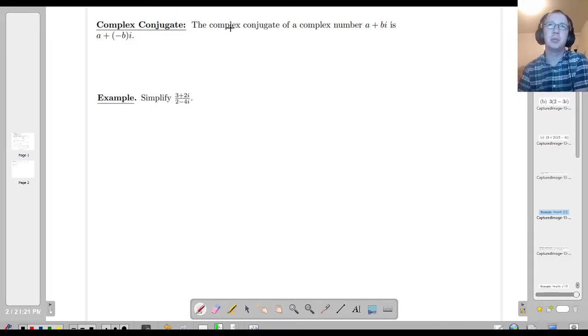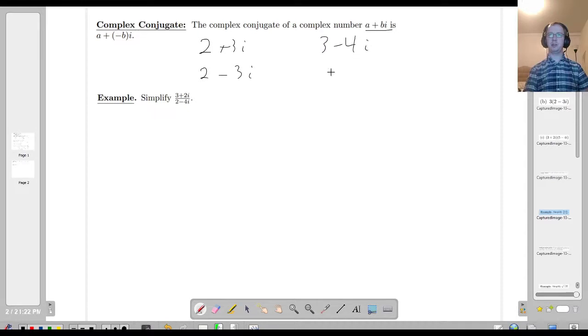So starting off with the complex conjugate, anytime you have a complex number, which remember could always be written a plus bi, the complex conjugate of that number is a plus negative bi, or you could think a minus bi. So a couple examples of that. If I had 2 plus 3i, the complex conjugate would be 2 minus 3i, just swapping the sign of that i term. Okay, if you had something like 3 minus 4i, the complex conjugate would be 3 plus 4i. Or even if you had something like 2i, the complex conjugate of that would be negative 2i.